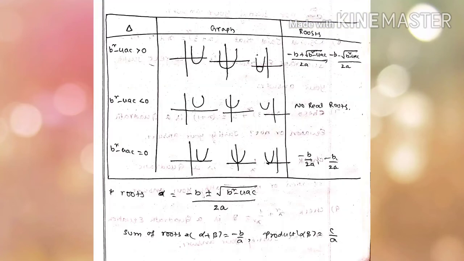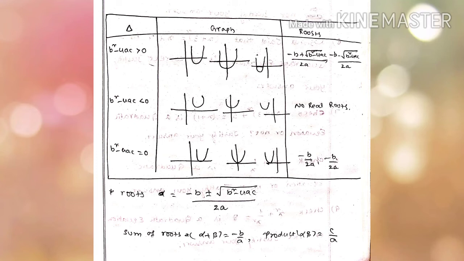Next slide. Now the shape of the graph, and how they will be for quadratic equations on the graph sheet. In the first case, b square minus 4ac is greater than 0. Then there are three types of graphs in general. It intersects the x-axis at 2 points. So it intersects the x-axis at 2 points, so it has 2 zeros.